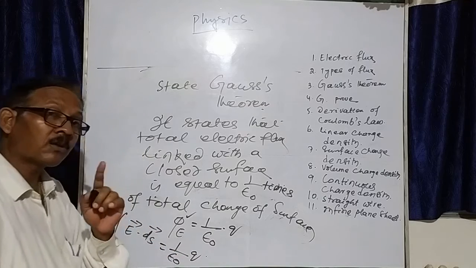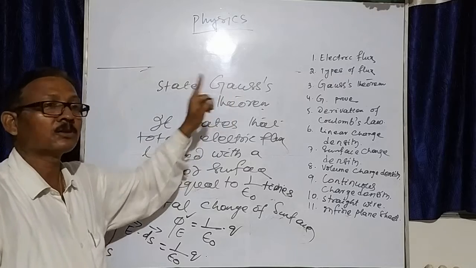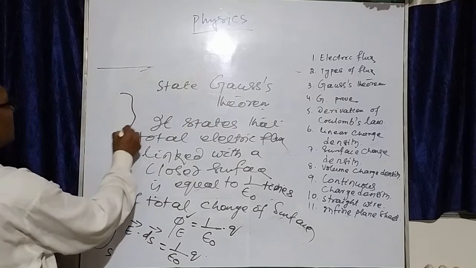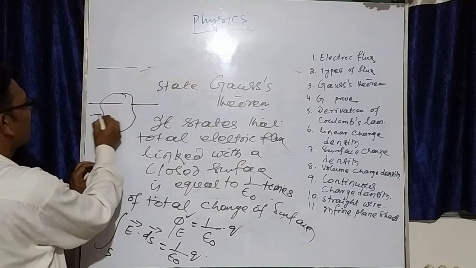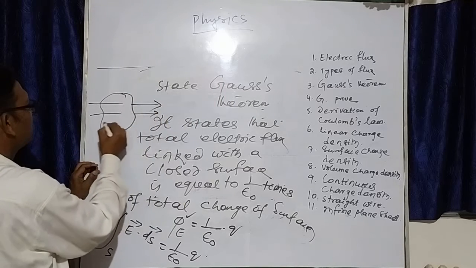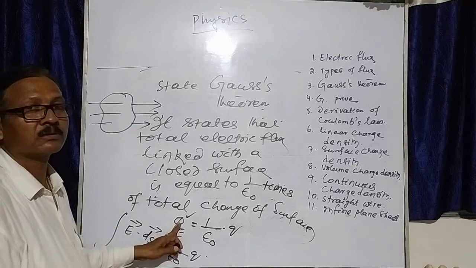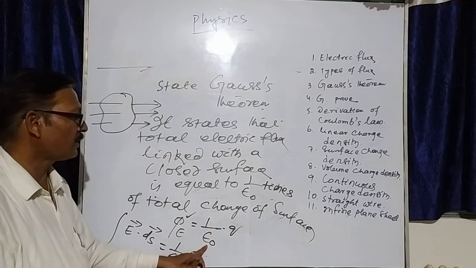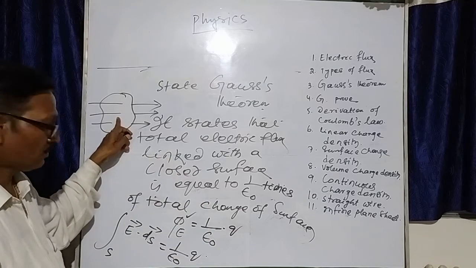The surface is called Gaussian surface because of the name of Gauss theorem. The surface taken like this, you see, is called Gaussian surface. All lines of forces, how many lines of forces, that is called your flux. How to find it? 1 by epsilon 0 times the total charge related with the surface.